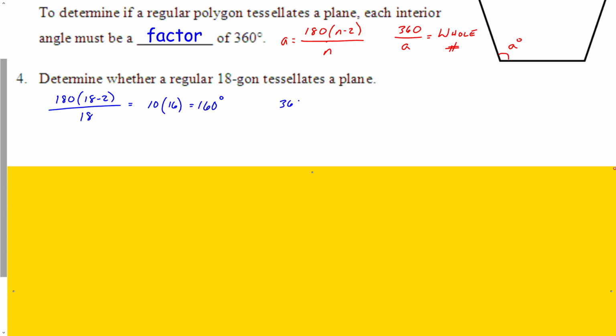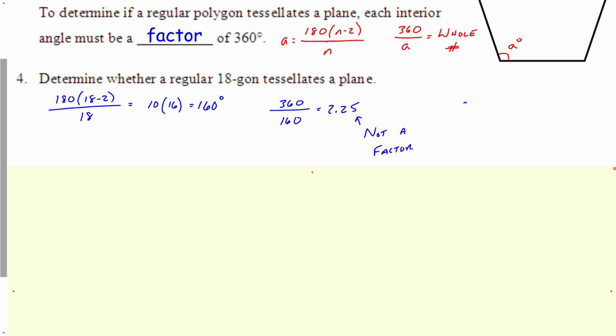So now, is that a factor of 360? 360 divided by 160 is 2.25. So it's not a factor. 160 is not a factor because that's not a whole number that we got when we did the division. So you cannot tessellate regular 18-gons.